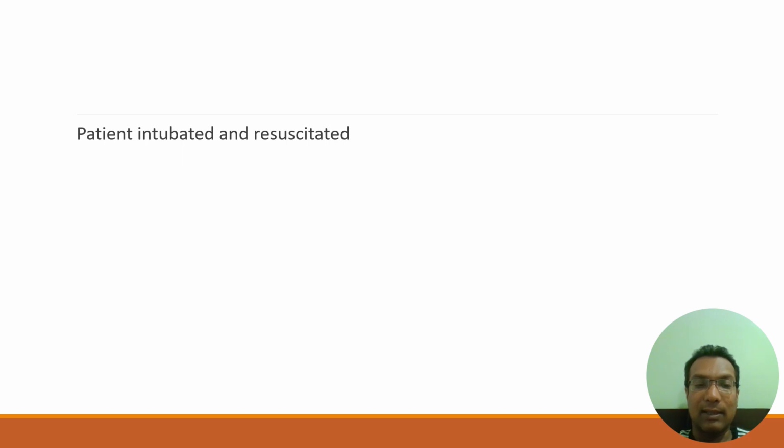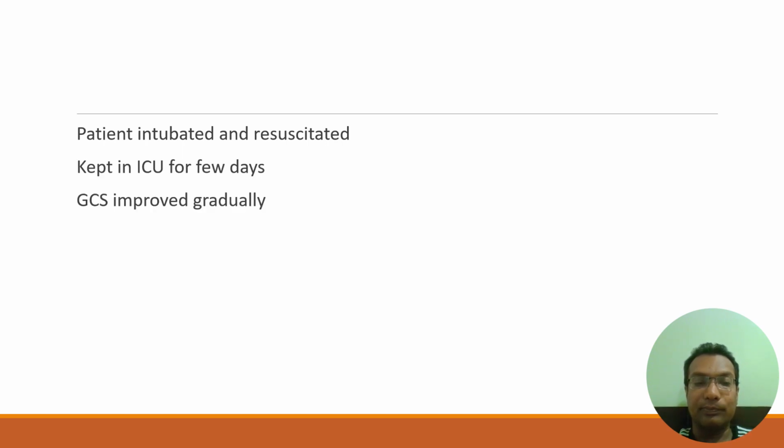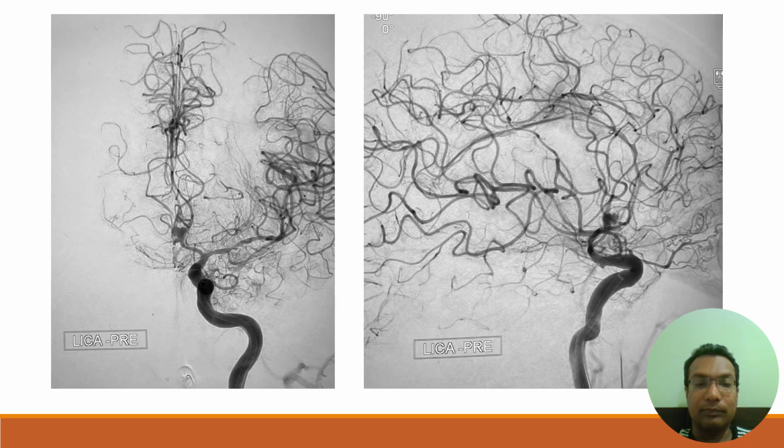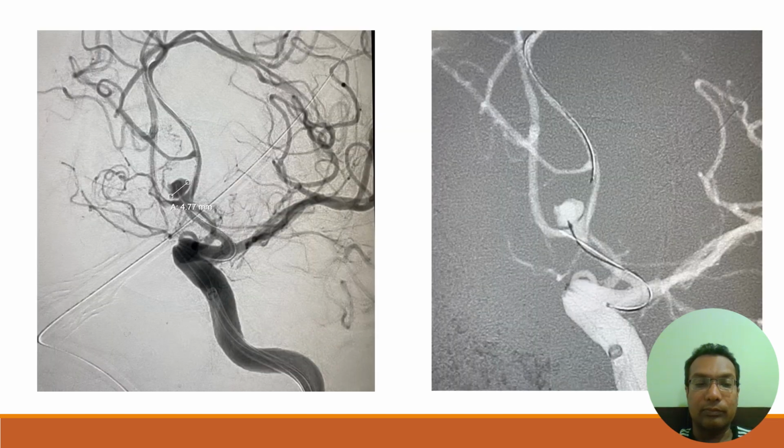The patient was resuscitated, intubated, kept in the ICU. His GCS gradually improved, and then, after discussion with family, he was taken up for endovascular embolization of the aneurysm. The left ICA was catheterized. A Cerebase 6 French guide sheath was taken up into the ICA, and the angiogram of the internal carotid artery was surprising because now we could see a full-blown aneurysm like large pouch. It measured about 5 millimeter in size.